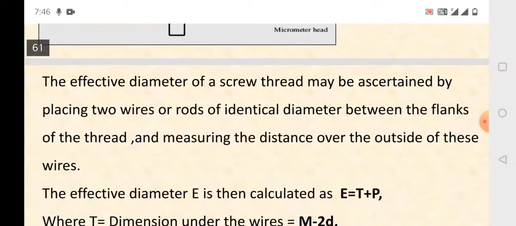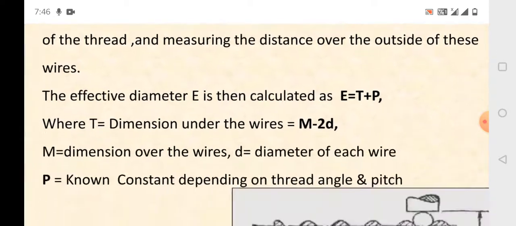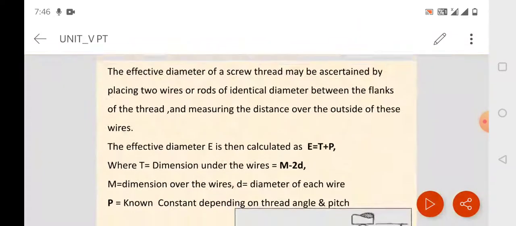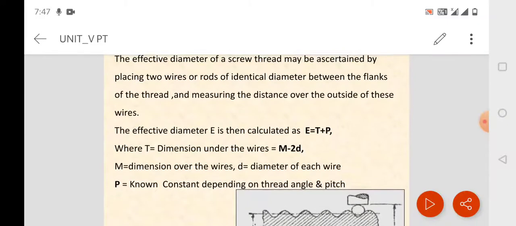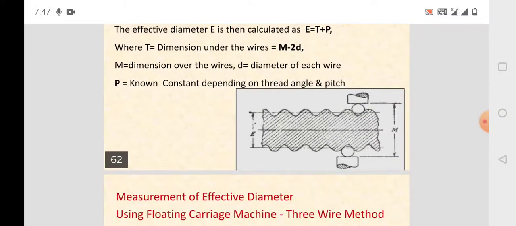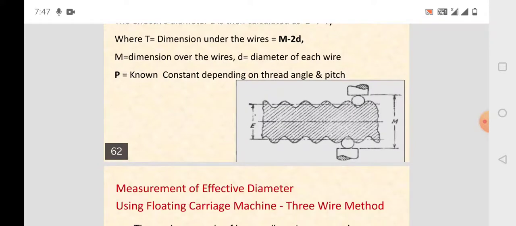So there are 2-3 methods with the help of which we can measure the major diameter, internal diameter and the effective diameter of the screw threads. The first method is the 2-wire method. In this diagram the 2-wire method is shown. The wires are just similar to needles. Two needles are held in the root and the anvils are kept in touch with these two wires.